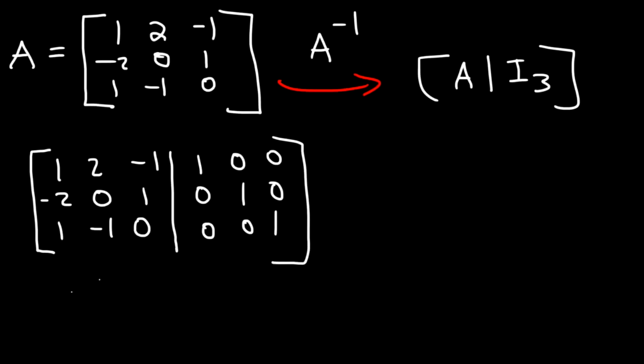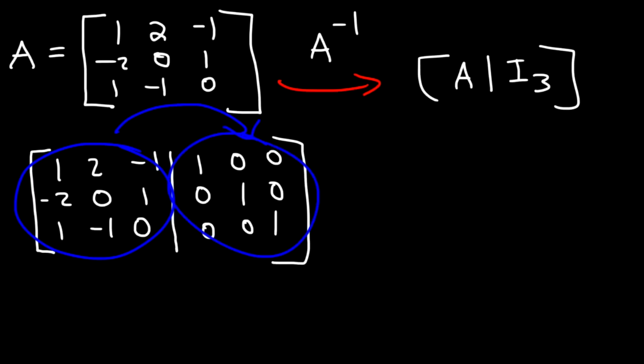So now here's what we need to do. We need to perform elementary row operations and basically take the left side and make it look like the right side. Now the operations that we apply to the left side, we have to apply to the right side. So the right side is going to change as a result. And whatever the result is on the right side, that is going to be the inverse of matrix A.